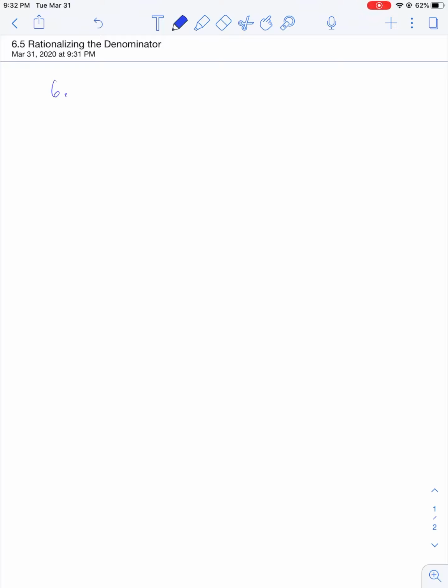Okay, in this section 6.5, we're really focusing on rationalizing the denominator of a radical expression.